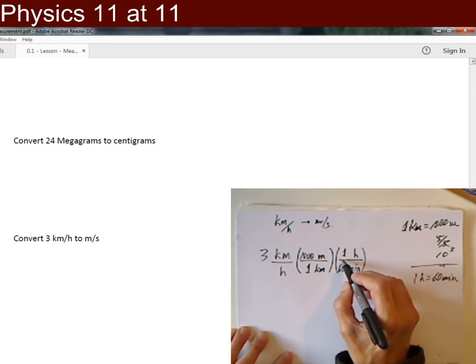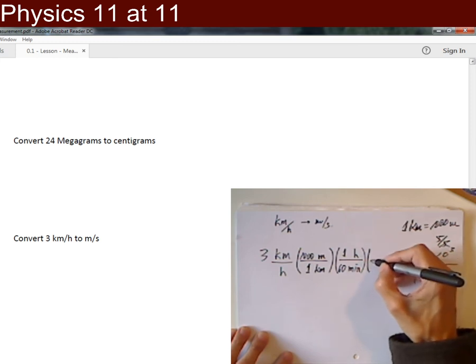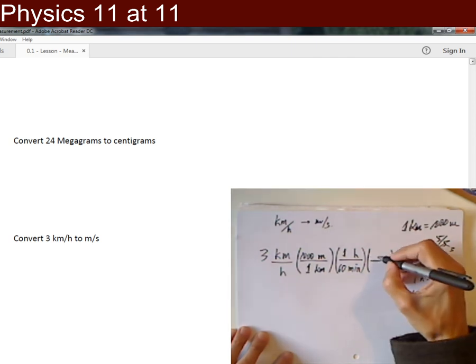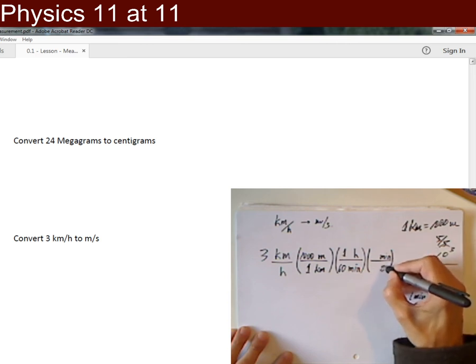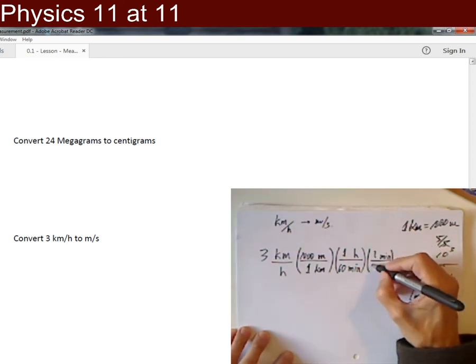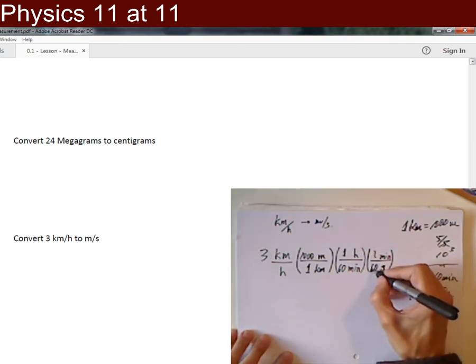This hour on the top can divide by this hour on the bottom. Gone. But we're left with minutes. So we got to get rid of the minutes next. Same consideration. 1 minute, same as 60 seconds. So we put the minutes on the top, seconds on the bottom, the single S that we saw in our first part. And the numbers. 1 minute, same as 60 seconds. That's a 6 there.